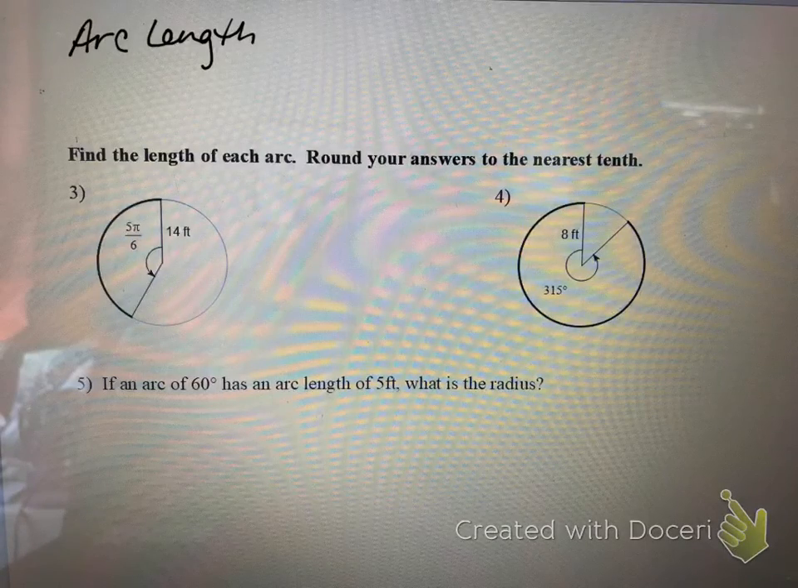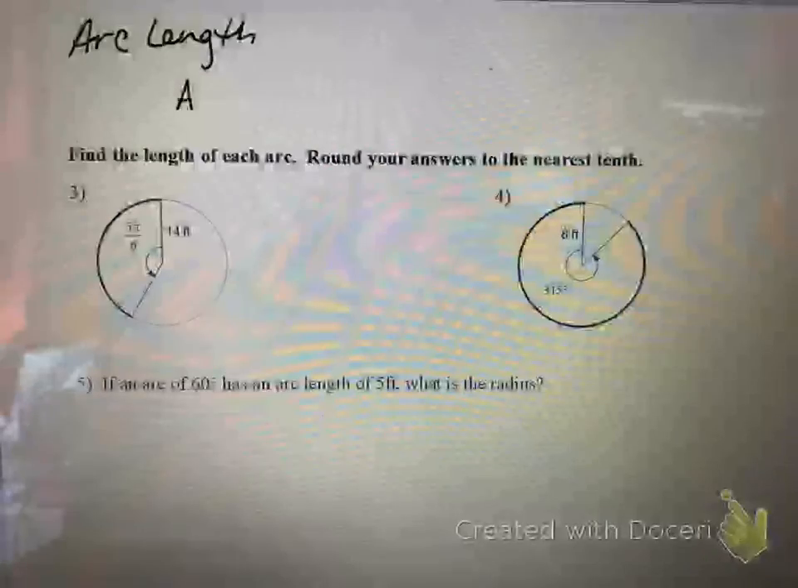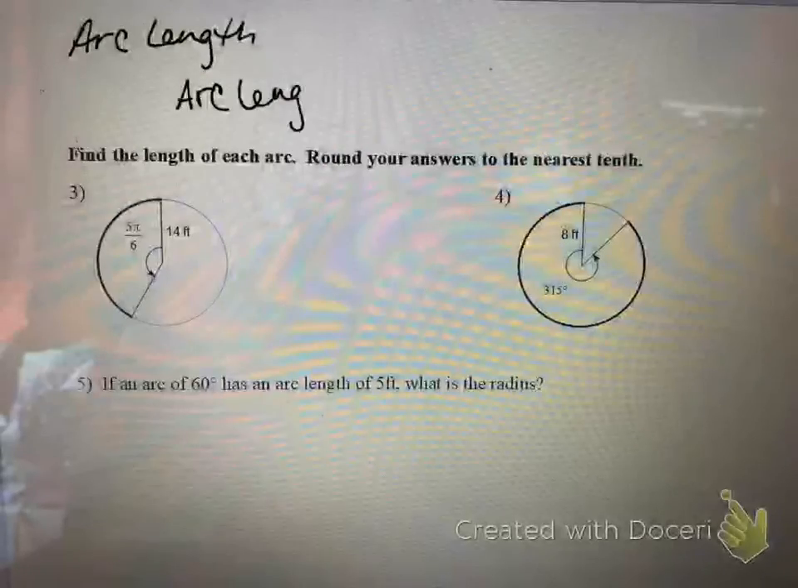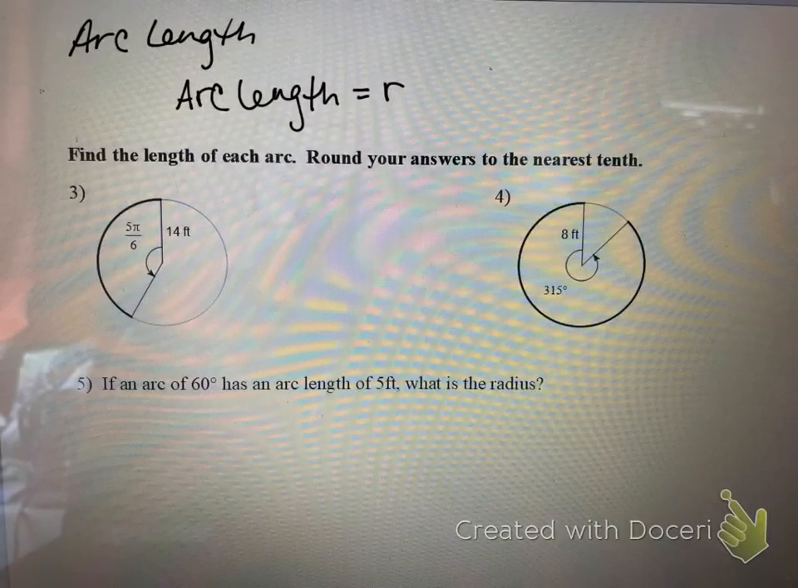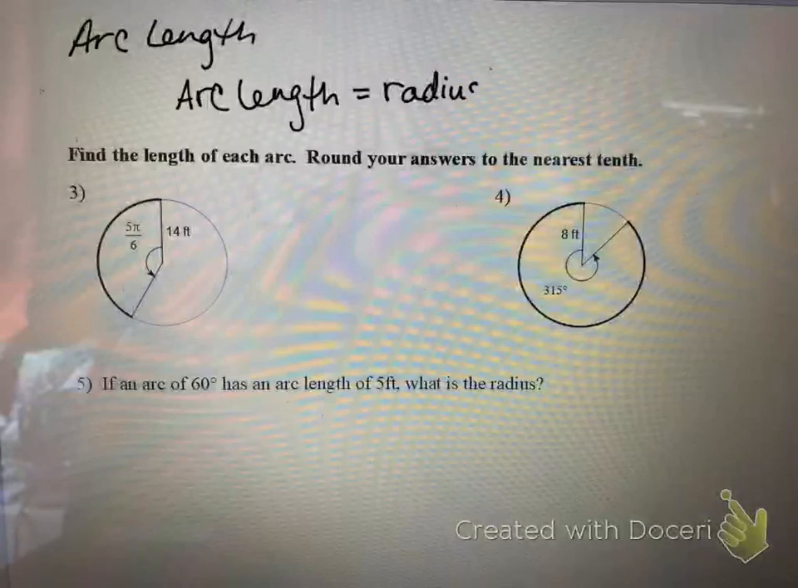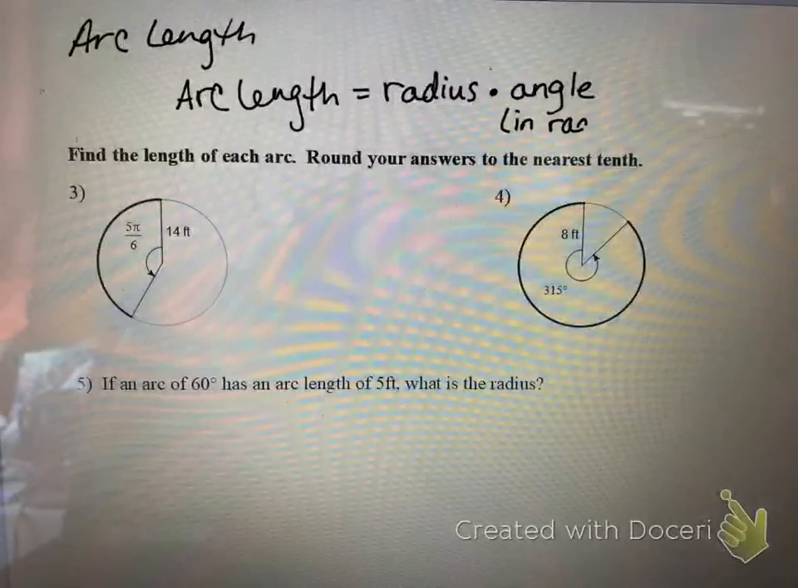So the next thing we are talking about is arc length. It's exactly what it sounds like. It is the length of an arc on a circle. To calculate it, we have a pretty simple formula. To find the arc length, you are going to multiply the radius times the angle. And the one catch is the angle has to be in radians. That part's really important. So if you're given an angle in degrees, you will have to convert it.